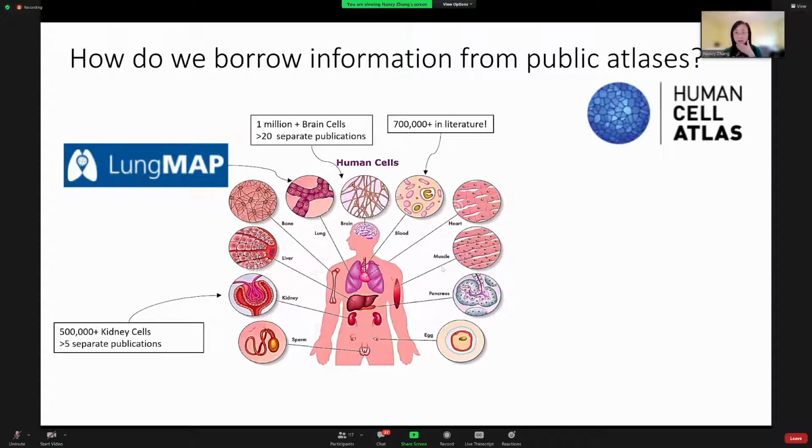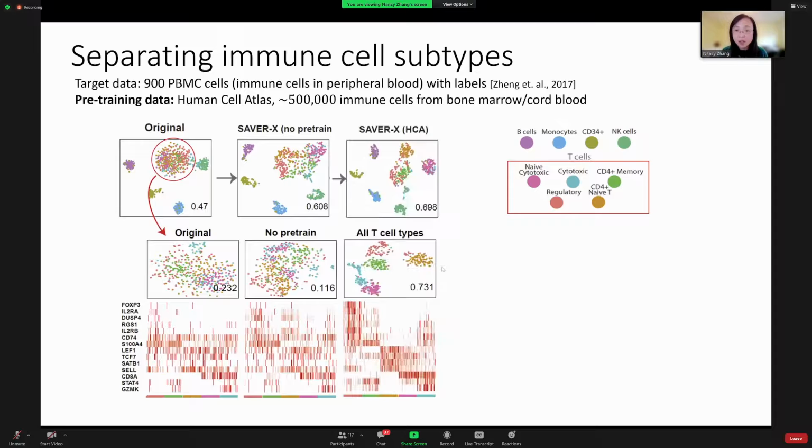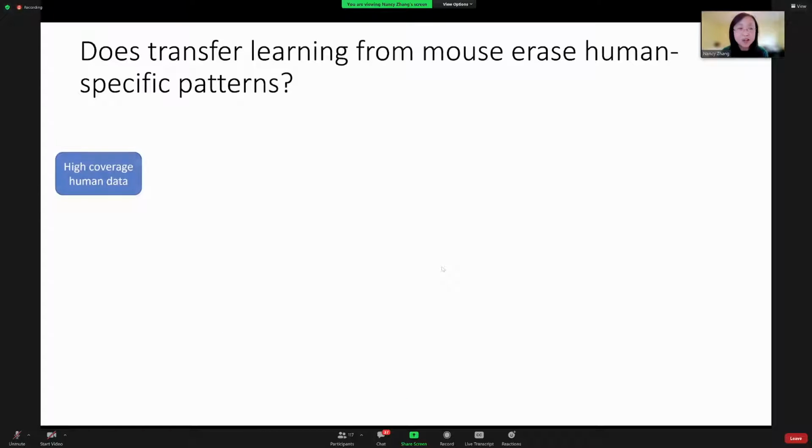Okay. So maybe we should continue. We have about 20 minutes, so I think I could go over these other aspects of transfer learning.